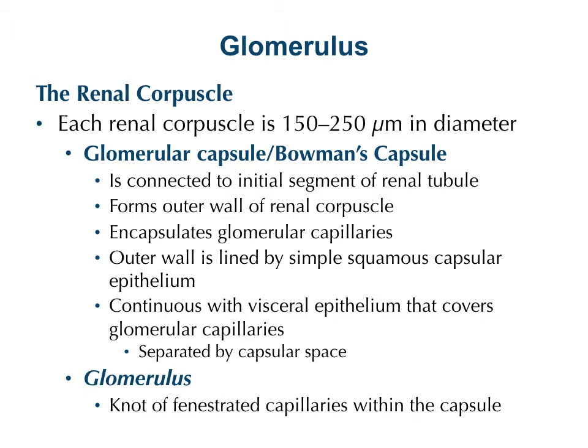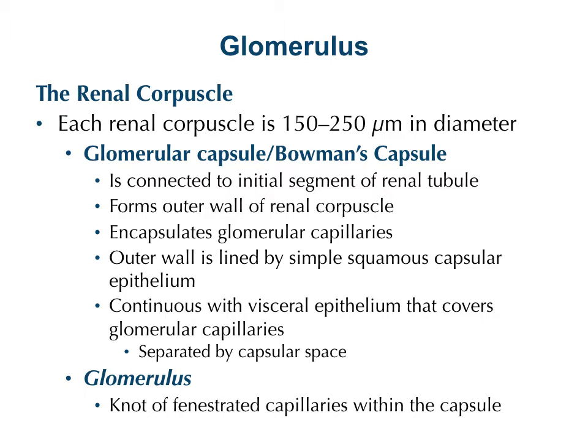Let's look at the specifics of the glomerulus. The renal corpuscle is an approximately 200 micrometer in diameter structure that is responsible for the filtration of blood. It contains two structures, the glomerulus, which is a cluster of capillaries surrounded by a thick basement membrane and a layer of epithelial cells called podocytes, and Bowman's capsule.